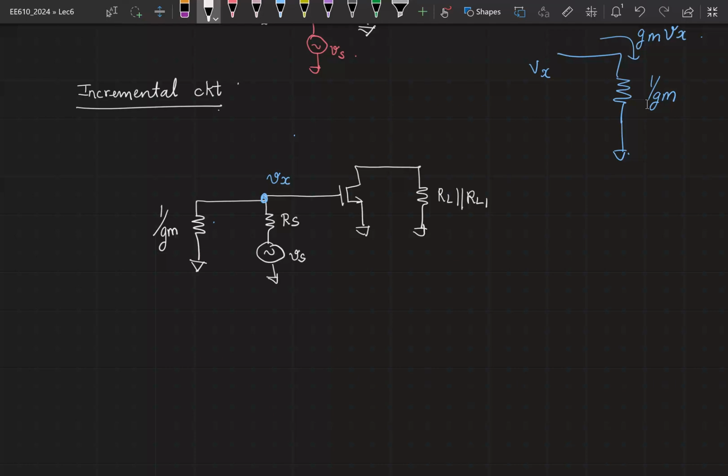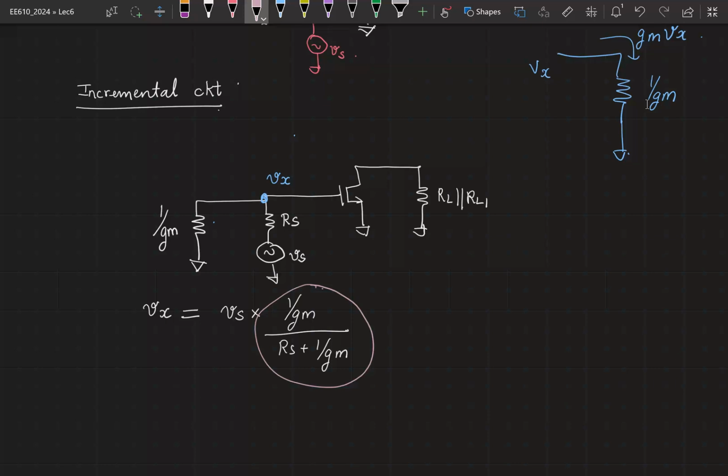Okay. Now, quickly tell me what would be the value of Vx. You have Vs, Rs and another resistor of value 1 by Gm. This will be equal to Vs into 1 by Gm divided by Rs plus 1 by Gm. Okay. What do you expect this value to be? Will it be close to Vs, or so this fraction? Will it be close to 1, larger than 1, smaller than 1? Definitely smaller than 1, right?